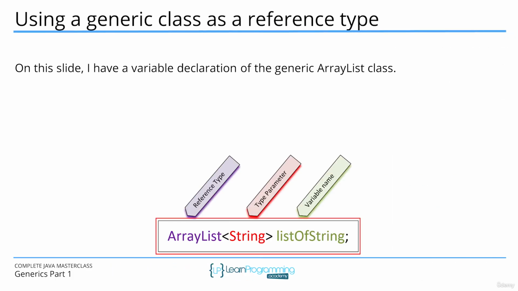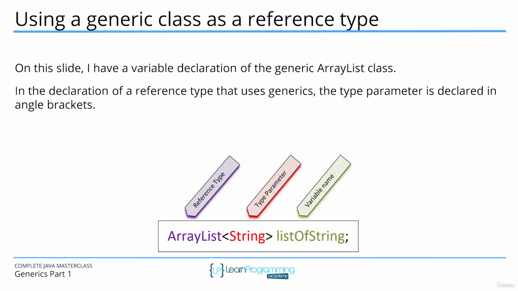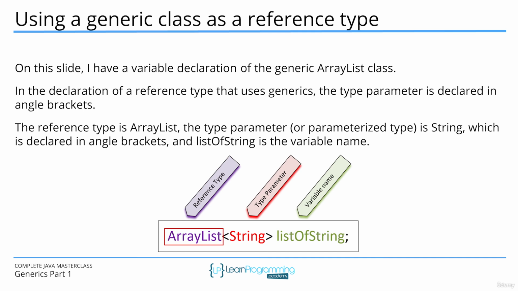On this slide, I have a variable declaration of the generic ArrayList class. In the declaration of a reference type that uses generics, the type parameter is declared in angle brackets. The reference type is ArrayList, the type parameter, or parameterized type, is String, which is declared in angle brackets, and listOfString is the variable name.